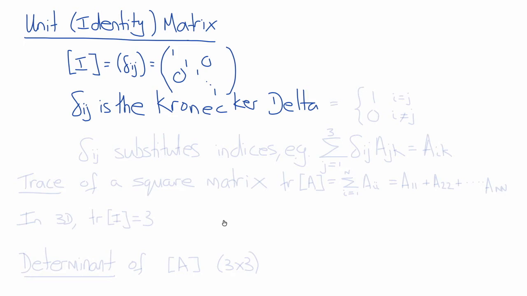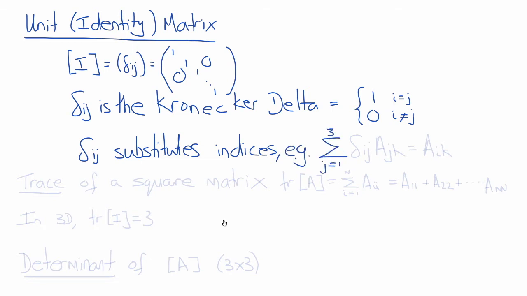A simple property of delta ij is it has the effect of substituting indices. For example, let's consider the sum from j equals 1 to 3 of delta ij times Ajk. This is just multiplying the identity matrix by A, so we still get A, but now the indices would be Aik, because delta ij has switched the index j for the index i.